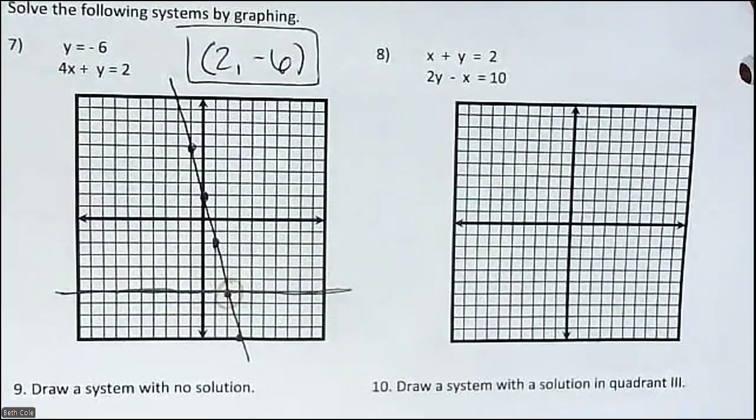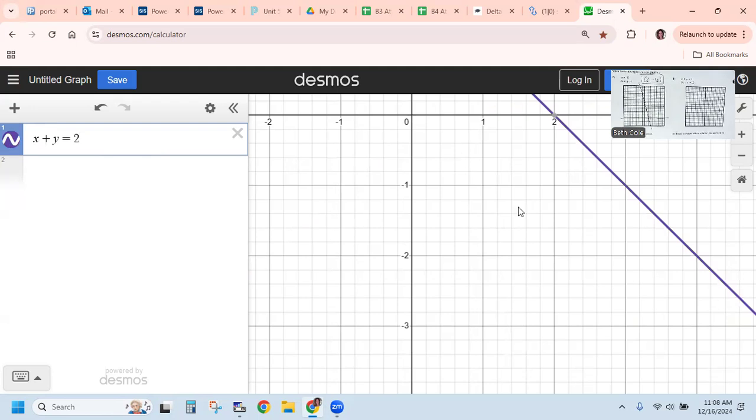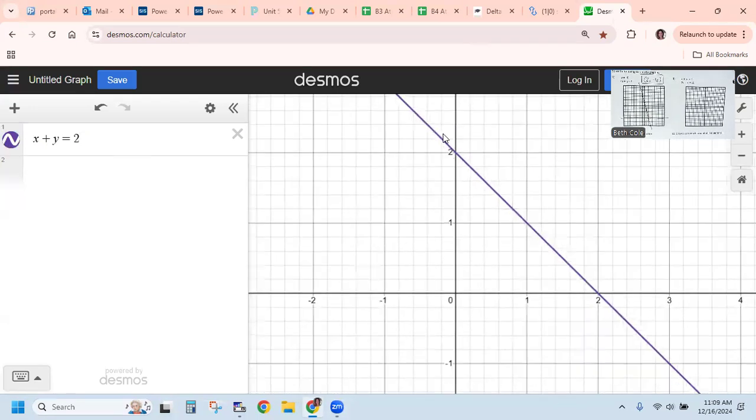Let's do the next one. We're going to use our calculator. It's the exact same thing. Again, I can't have my calculator and my paper at the same time, so you're gonna have to look and listen. All right, x plus y equals 2. Do you see some pretty points? Yeah, 2, and then actually also 2 on the x-axis.